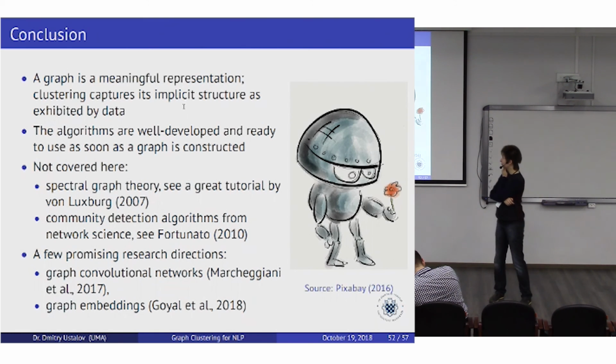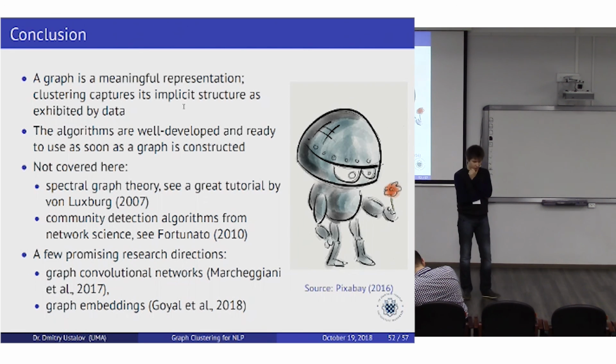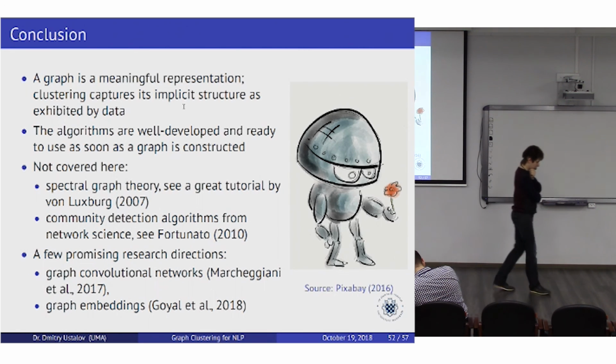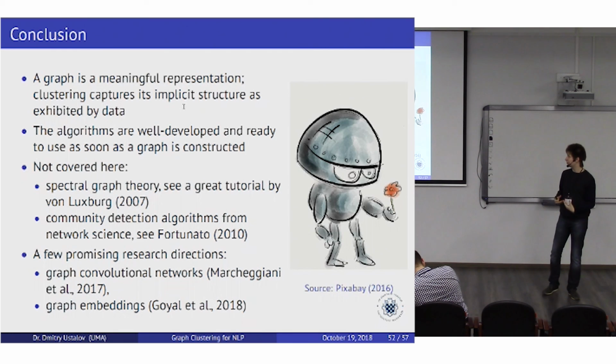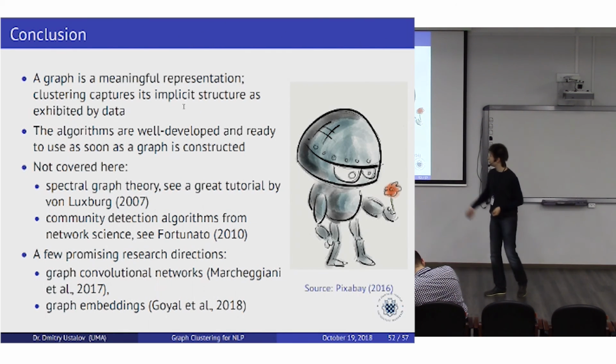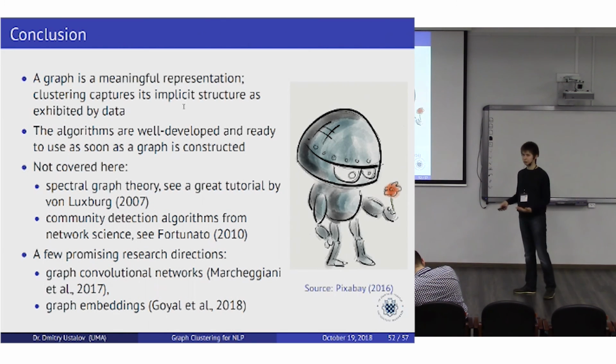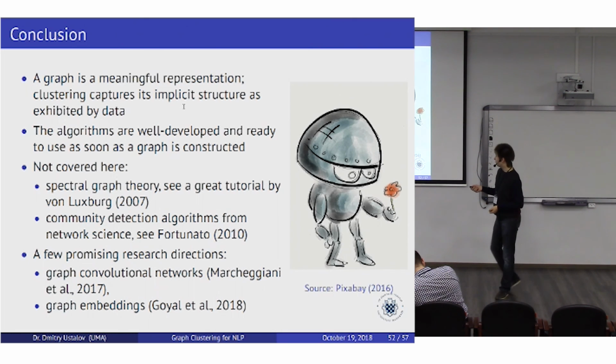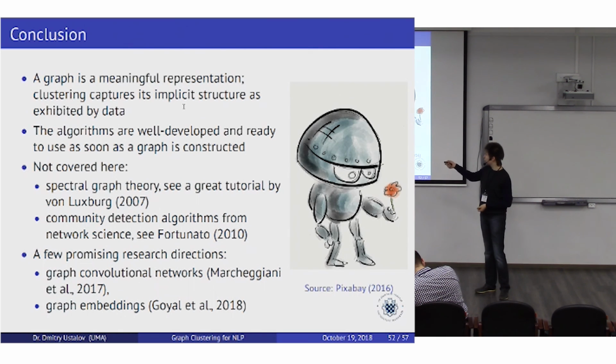To conclude, I would like to say, okay, a graph is a very meaningful representation that has data, and all you need to do is to get this data from the graph. It's implicit. Graph clustering makes it possible to capture these implicit properties. The second is, these algorithms work very well. You don't need to do anything but run them. It's very convenient. My coverage is not very large, as I have only 90 minutes. In fact, we had less because of these delays.